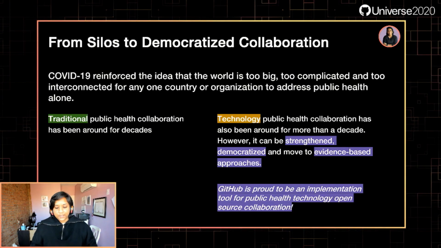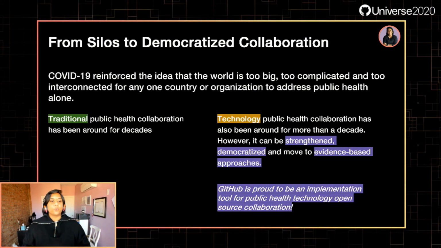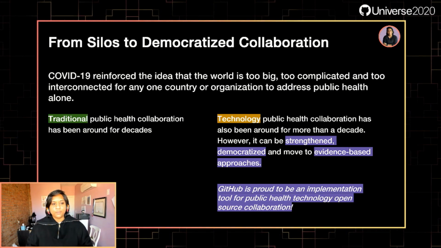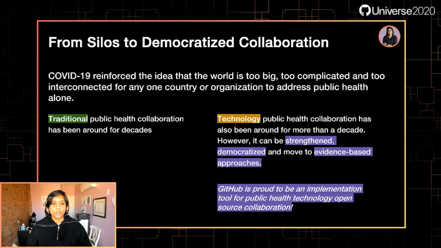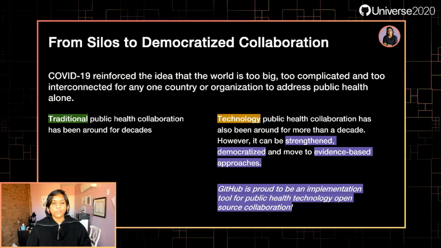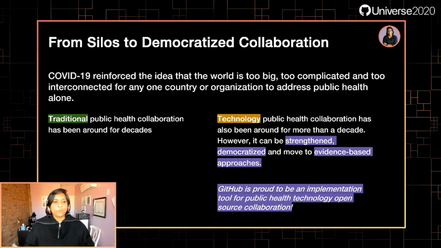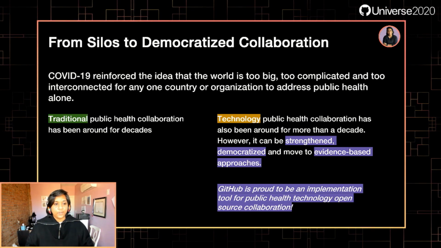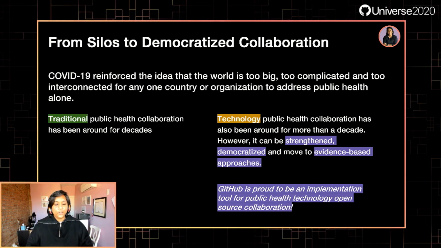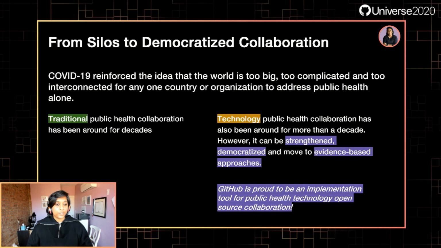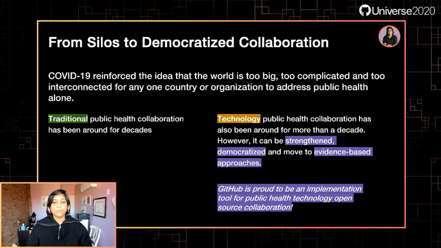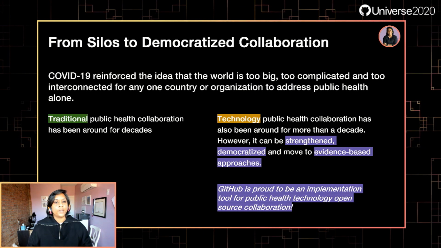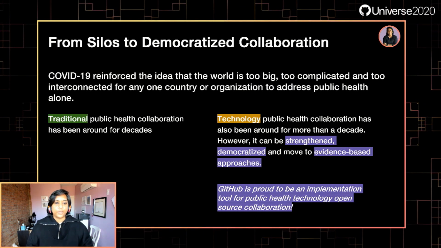So all of this is to say that COVID-19 really reinforced the idea that the world is just too big, too complicated, and too interconnected for any one country or organization to address public health on its own. Now we're seeing really amazing collaboration in traditional public health, especially with COVID-19 vaccine development. And through our research and previous presentations here at GitHub Universe and Satellite, we've had the privilege of highlighting some incredible organizations that are really at the cutting edge of technology public health collaboration.